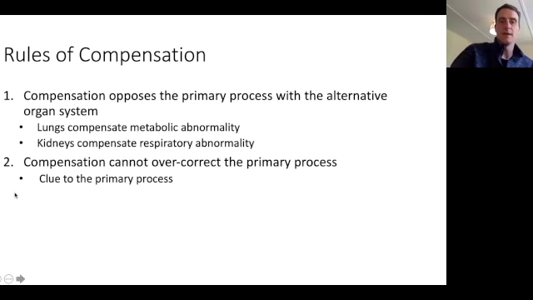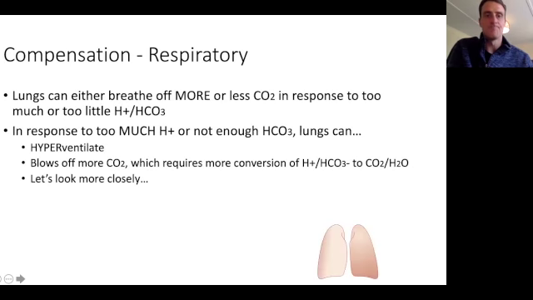All right, so we'll go back to compensation. So the number one rule is opposing the primary process and using the alternative organ system. And the second rule is that compensation cannot overcorrect the primary process, which is a clue to understanding and analyzing a blood gas.